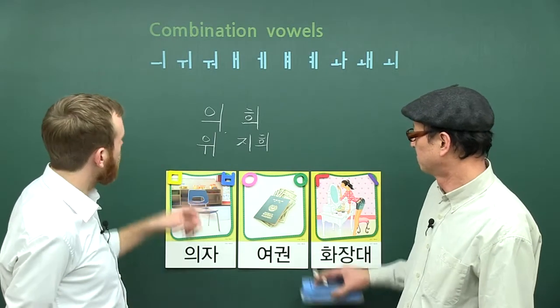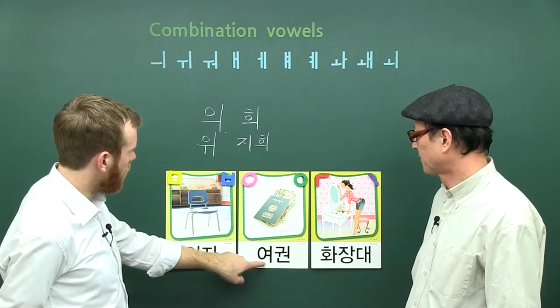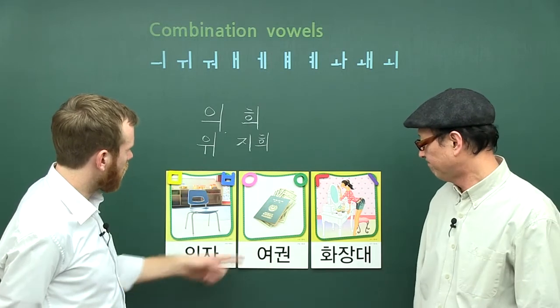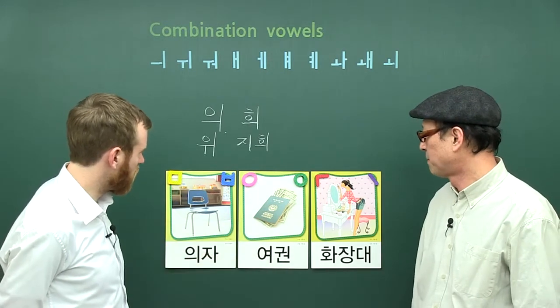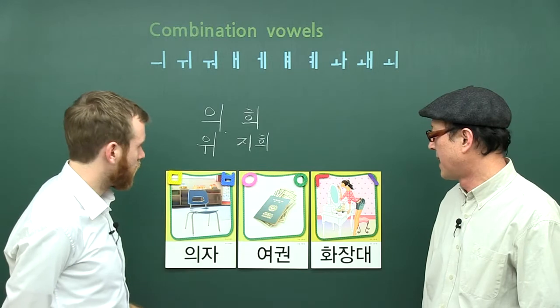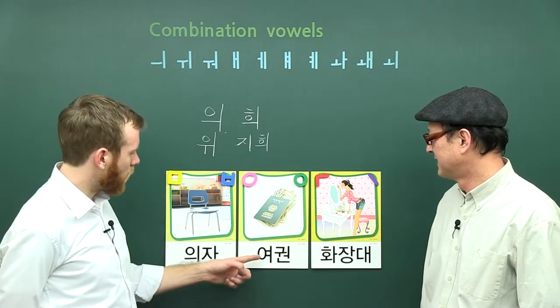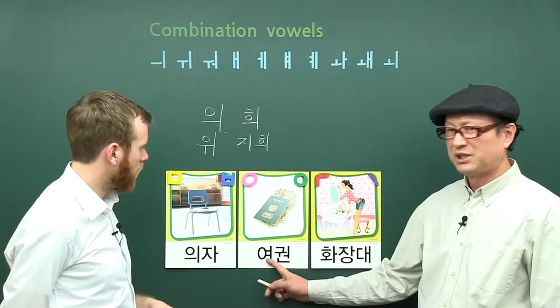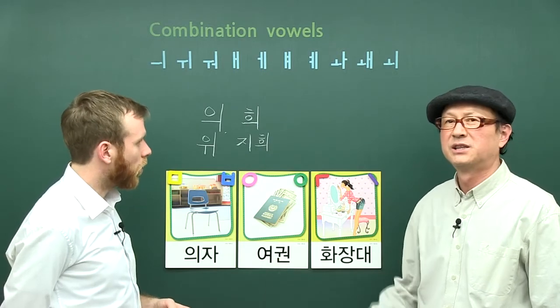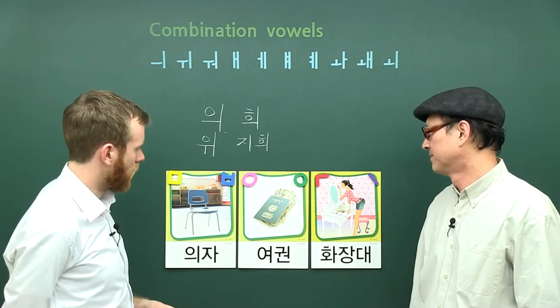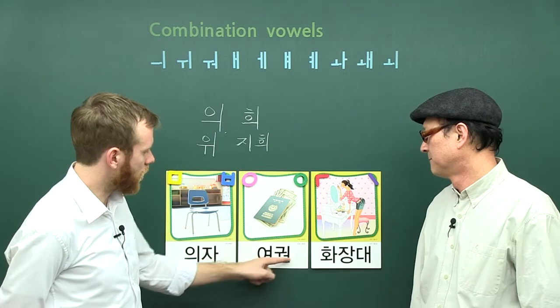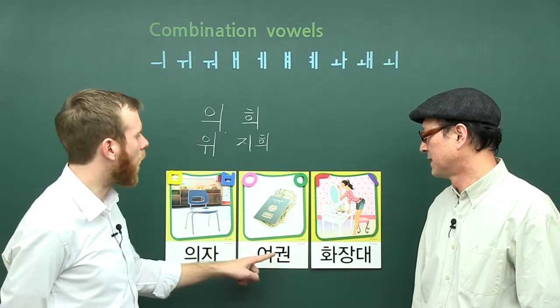We might as well look at our second example here. It looks like a Korean passport with some American money. Someone going on a vacation. So how do I say passport in Korean? 여권. So here is our combination vowel in the second syllable, 권.